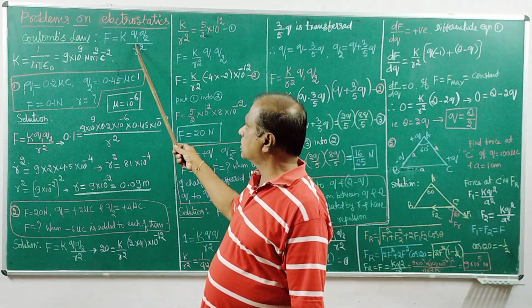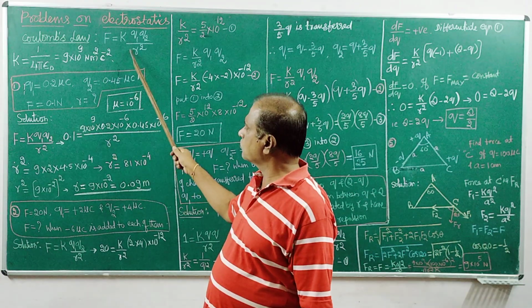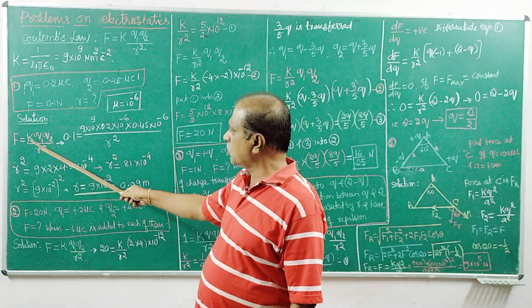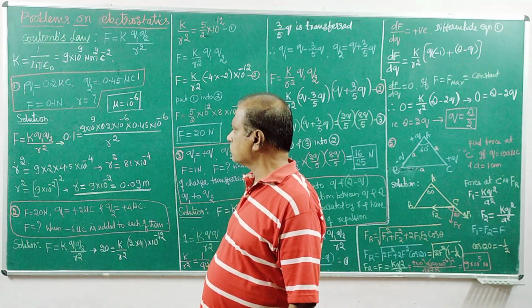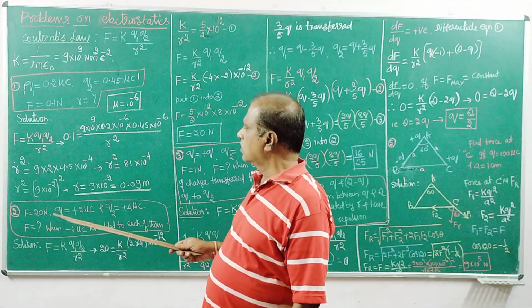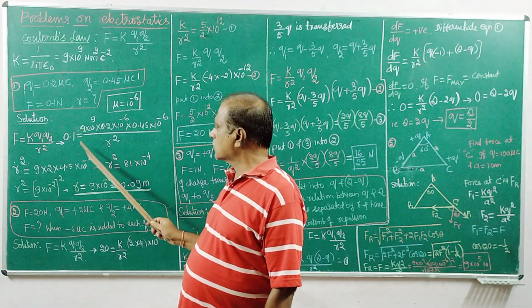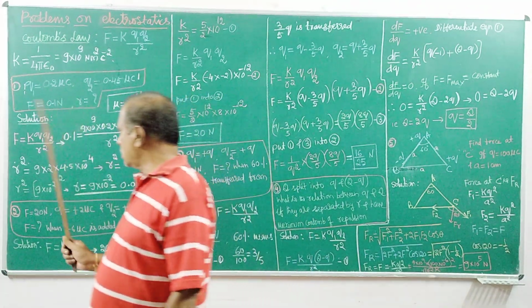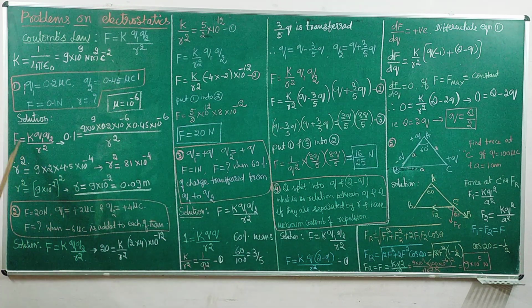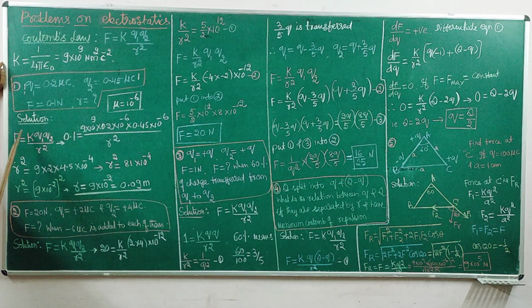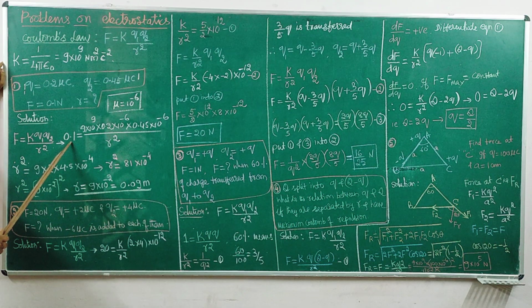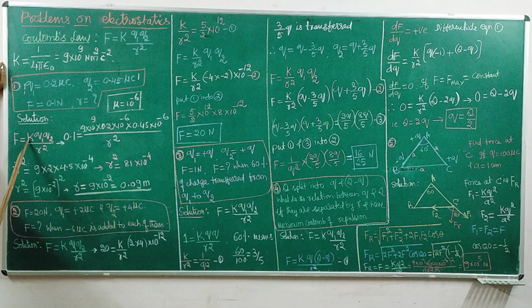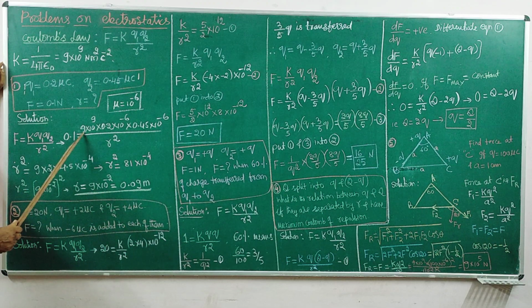This equation is applicable for all of them: F is equal to K into Q1 Q2 by R square. Substitute for all the given values and solve for R square. Here F is given, the same equation. Substitute the given values. F is equal to 0.1. And the K value is not given, it must be known: 9 into 10 to the power of 9 in SI units.